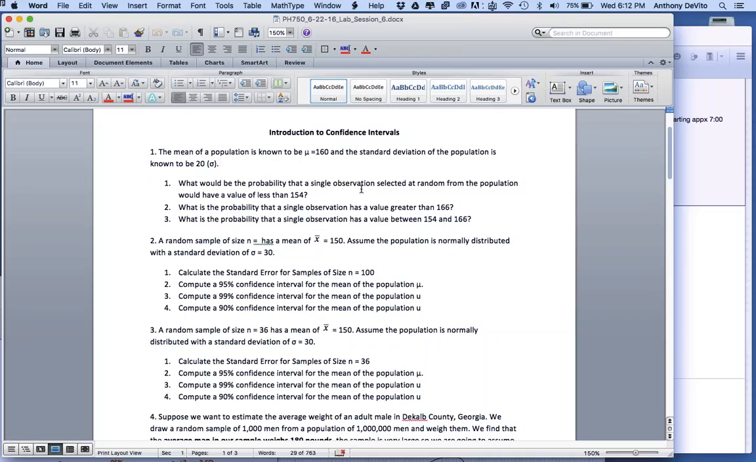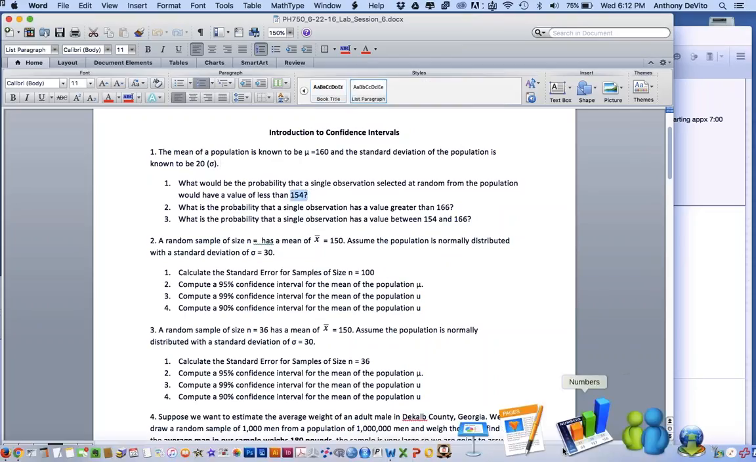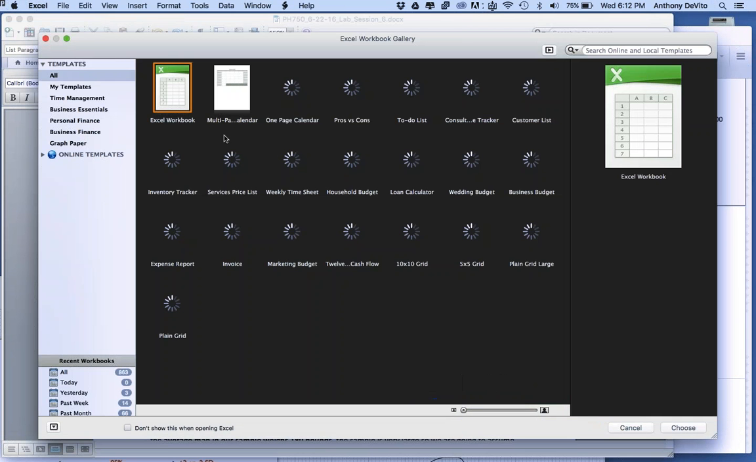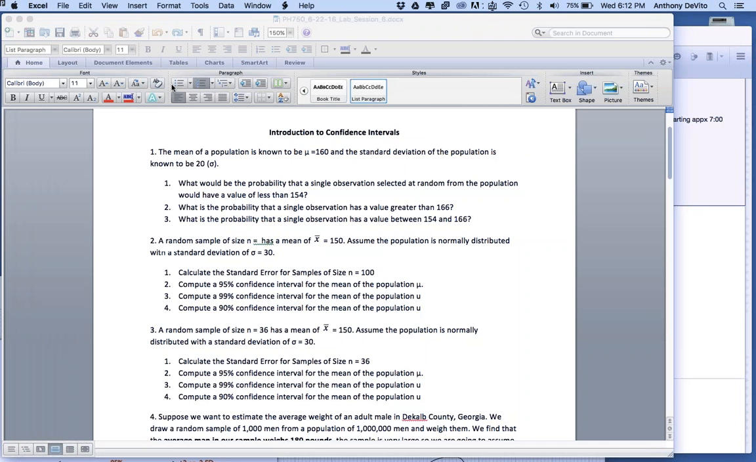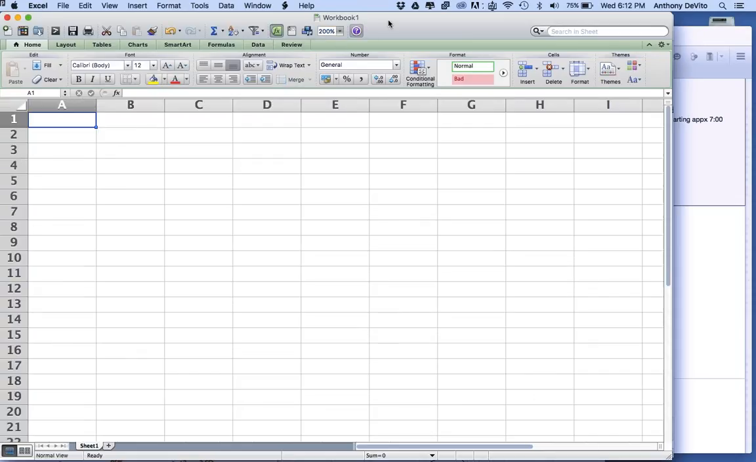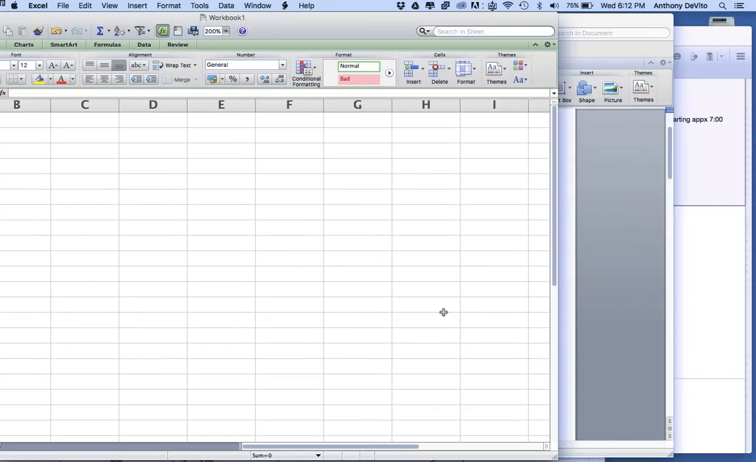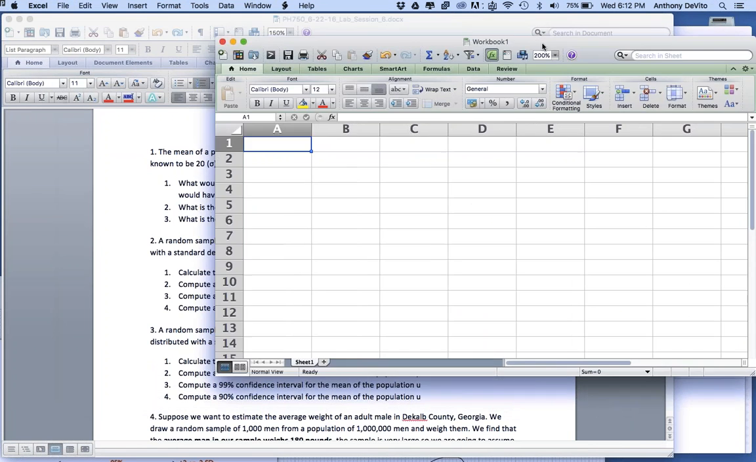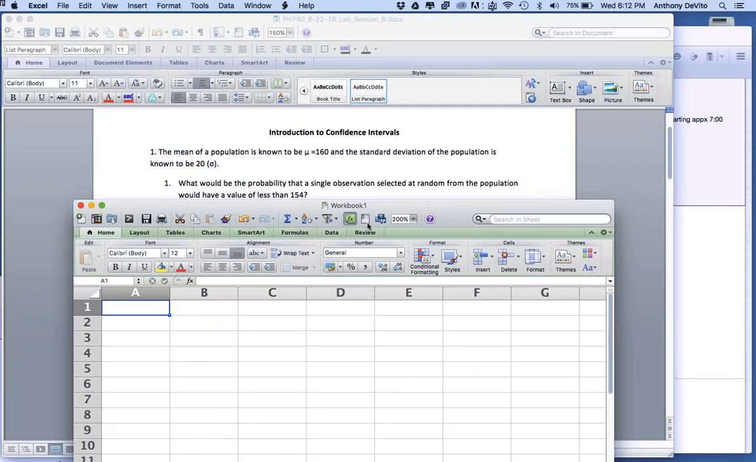What would be the probability that a single observation selected at random from the population would have a value of less than 154? Well, in order to calculate that, I'm going to open up Excel. Forgive me for using Excel. You don't have to use Excel if you're allergic to it. I know that's an issue sometimes, but it'll speed it up for us, and I think you'll be able to follow it anyway.